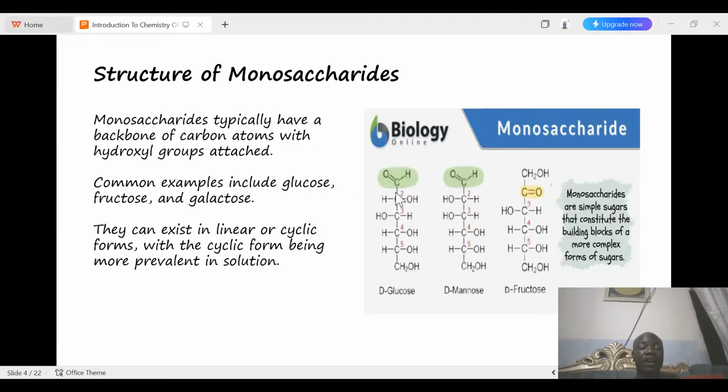So then the common examples of these monosaccharides, we have glucose, we have fructose, and galactose.